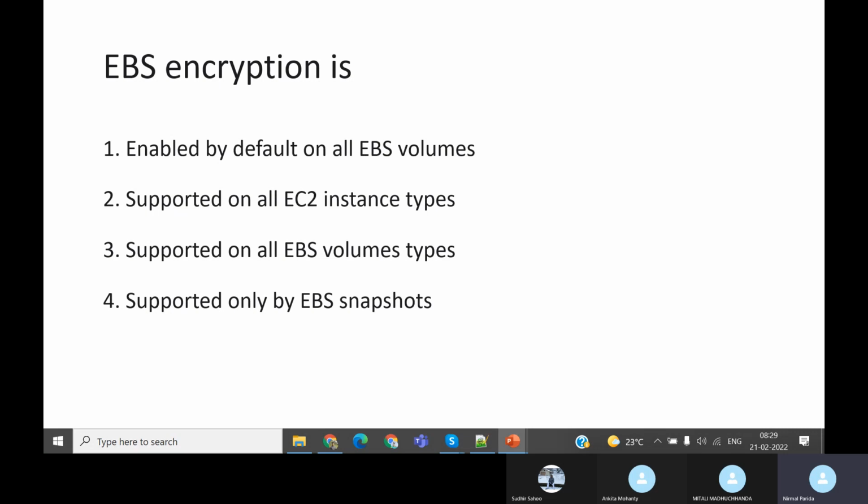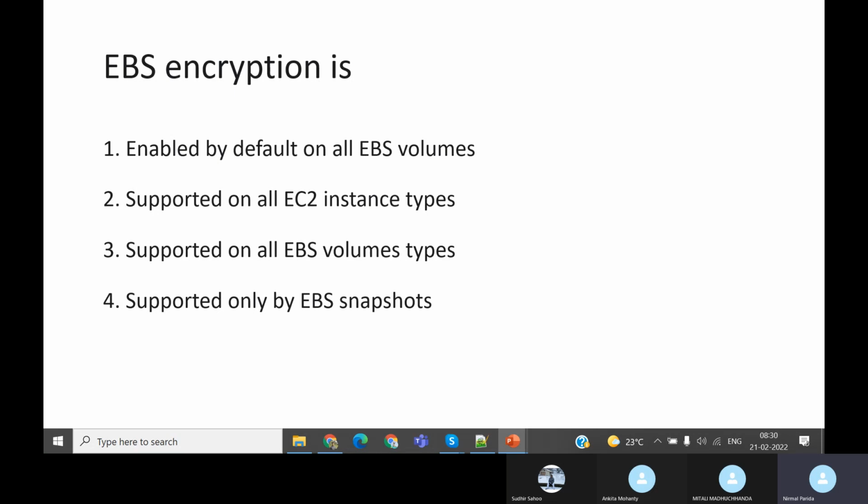You have to enable it, and you also have to select which key to use, be it your KMS key or the default key. When we create a snapshot, we have to encrypt it, right? Yes. And the EBS volumes are not encrypted by default.